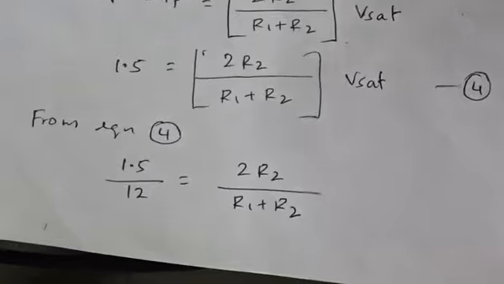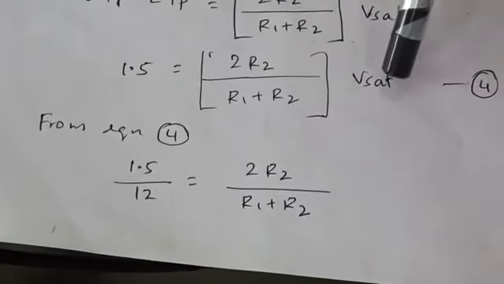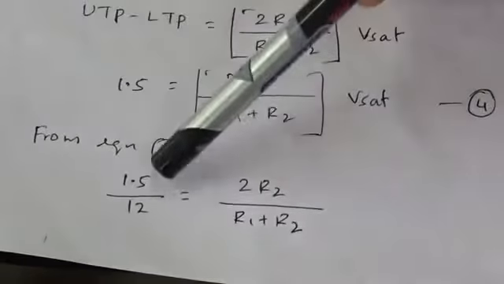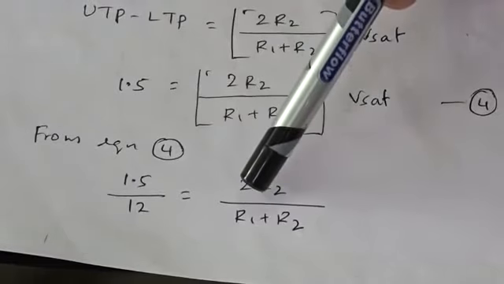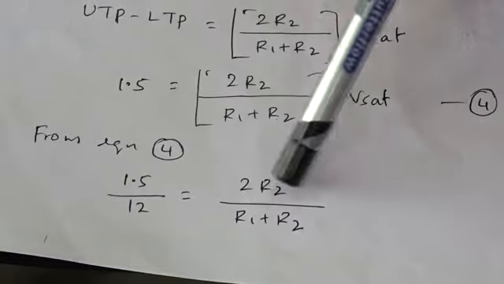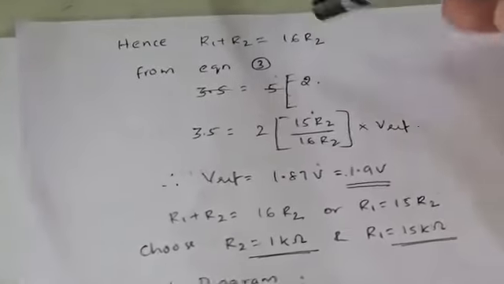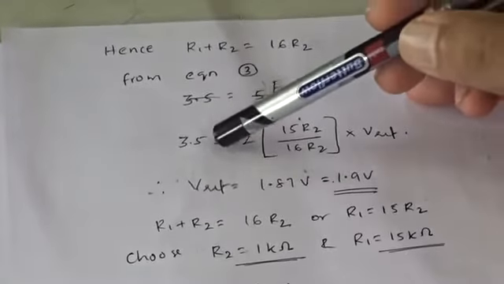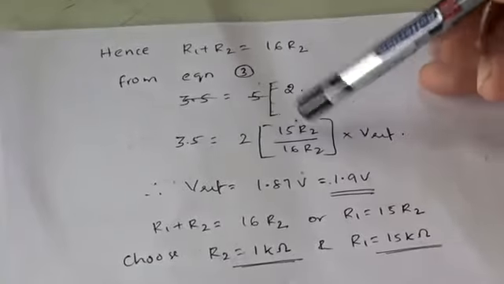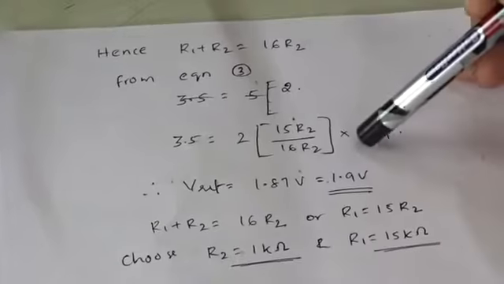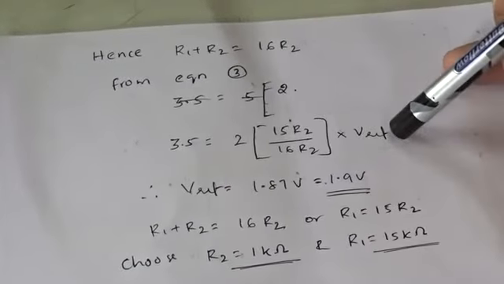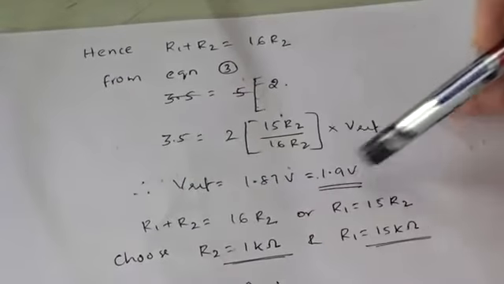Now from equation 4, you know that V saturation is 12. So you will get 1.5 divided by 12 is equal to 2R2 divided by R1 plus R2. So from this equation I will find out the V reference. You can consider R1 plus R2 is equal to 16 into R2, and 3.5 is equal to 2 into 15 R2 divided by 16 into R2, into V reference. On this we get V reference is equal to 1.9 volt.